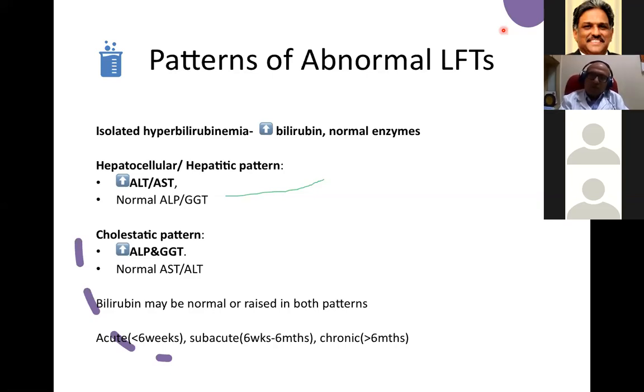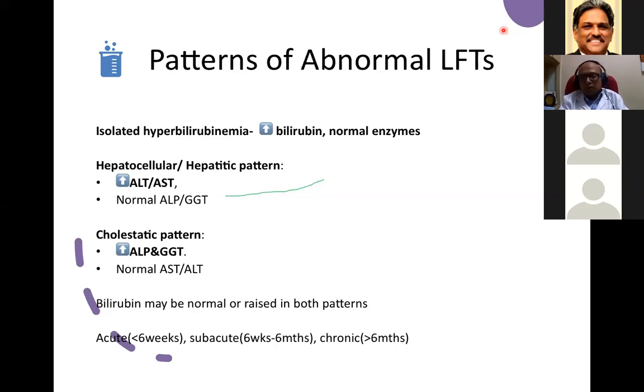So the first pattern we look at is something called isolated hyperbilirubinemia. In this pattern, you have patients presenting with maybe a mild jaundice, and they have a raised bilirubin on their liver function test, but the enzymes tend to be normal, and any imaging that we may do, maybe an ultrasound, may also be normal. And these patients may have secondary disorders, which I'll explain in a bit.